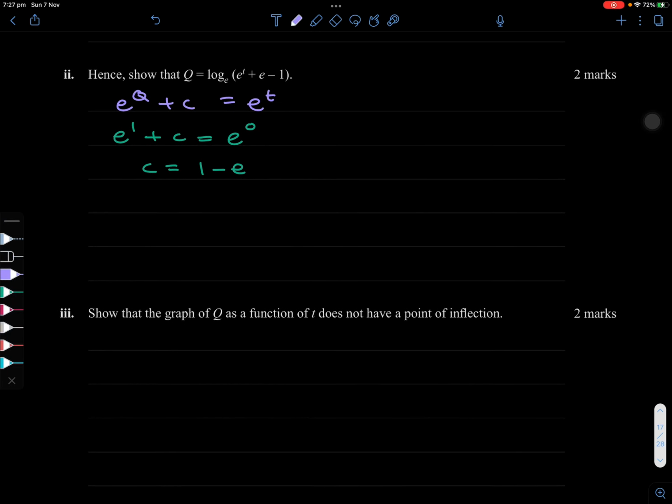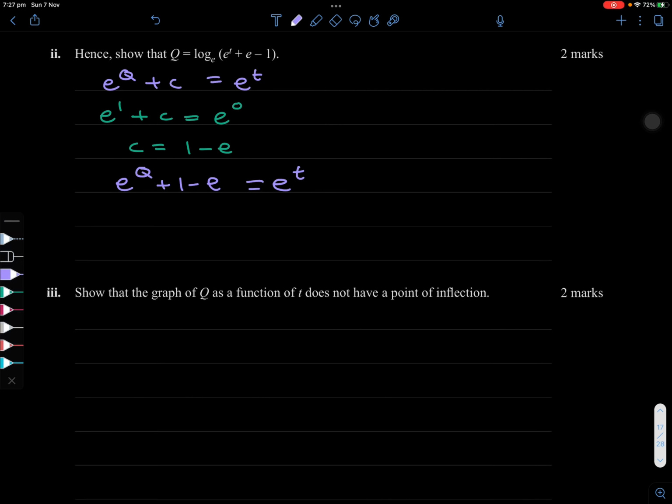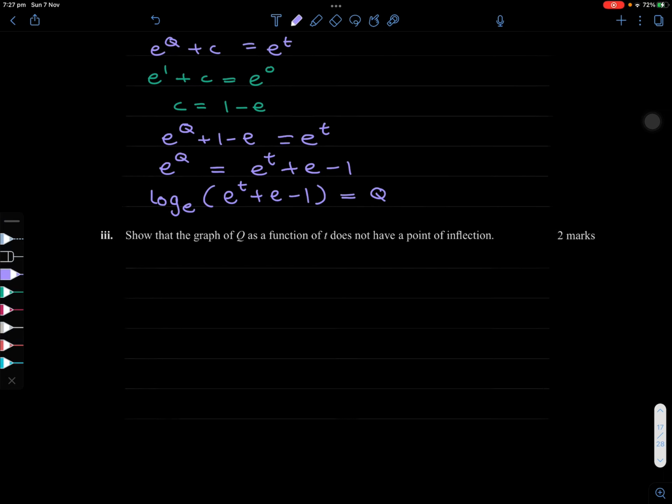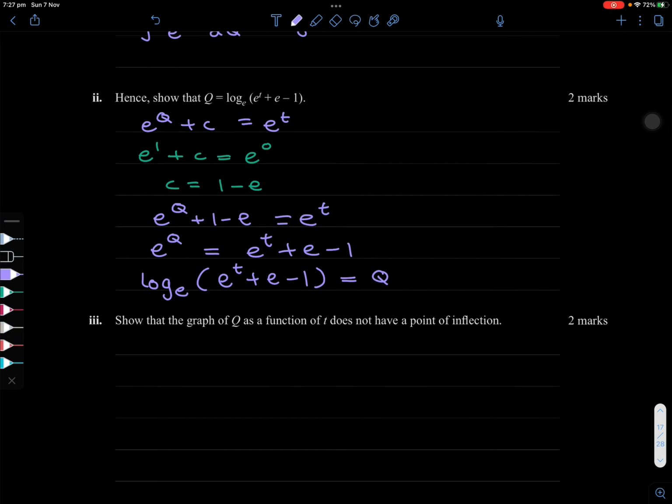Sweet. So subbing that back in, we get e to the q plus 1 minus e is equal to e to the t. Now it wants us to solve for q, so I'm going to go e to the q is equal to e to the t plus e minus 1. And then finally, log e of e to the t plus e minus 1 is equal to q. Okay, that's what they wanted us to show.